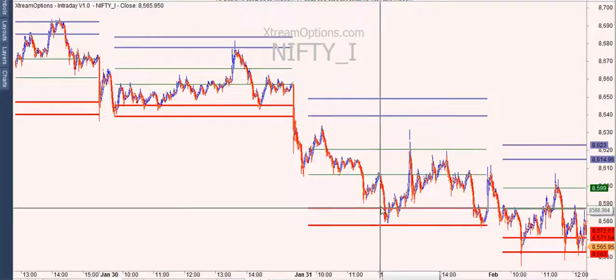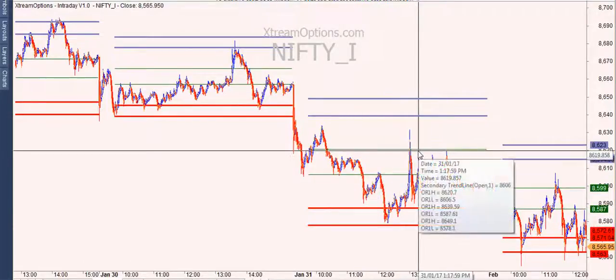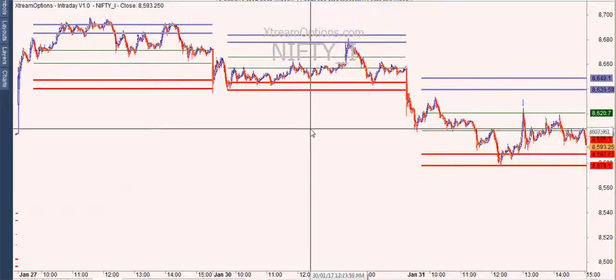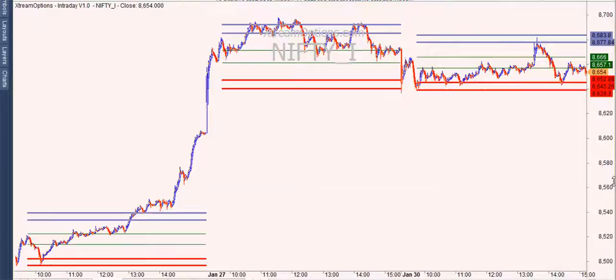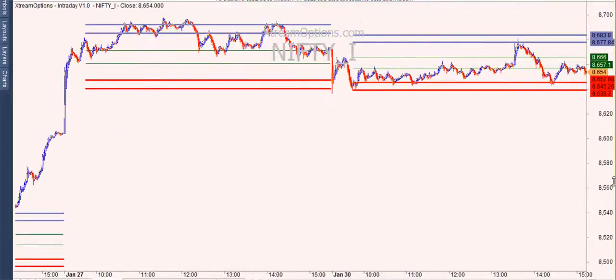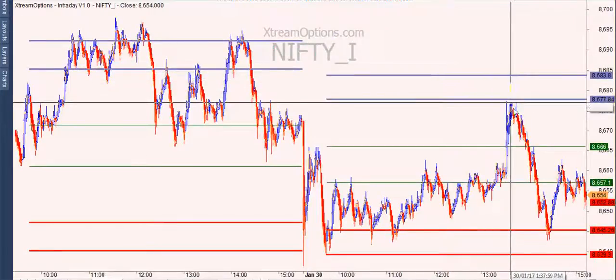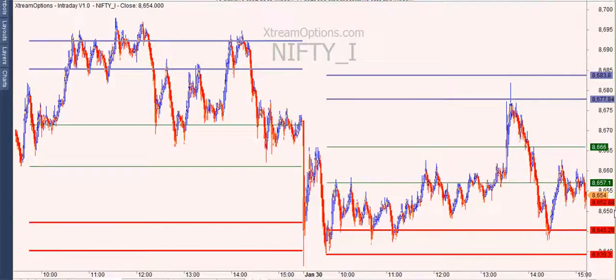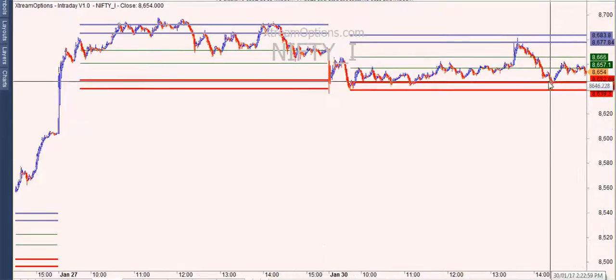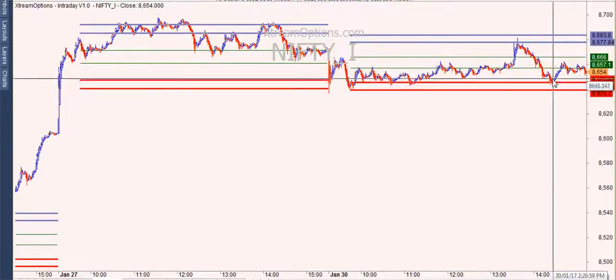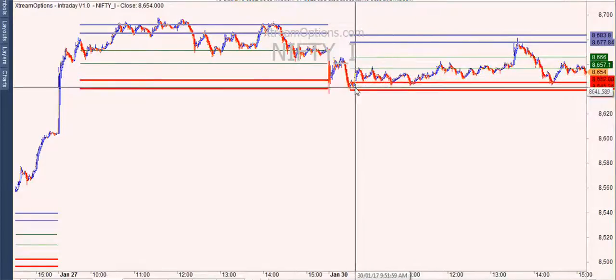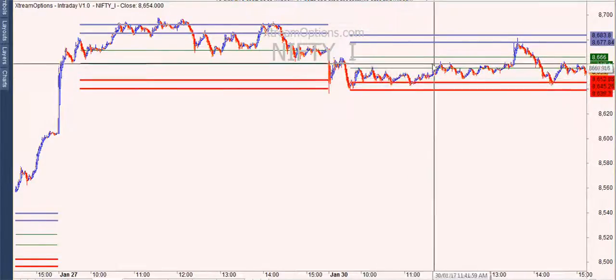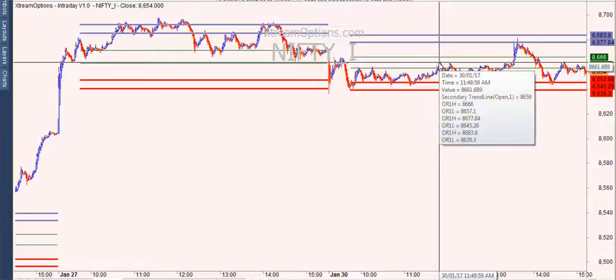Here, back into this band, back into the neutral zone. Day before that, onto the resistance line, back into the neutral zone. Then came back to the neutral zone, breached the neutral zone, came back to the support, went back to the neutral zone. Here, it is trading near the support zone and then back to the neutral zone.